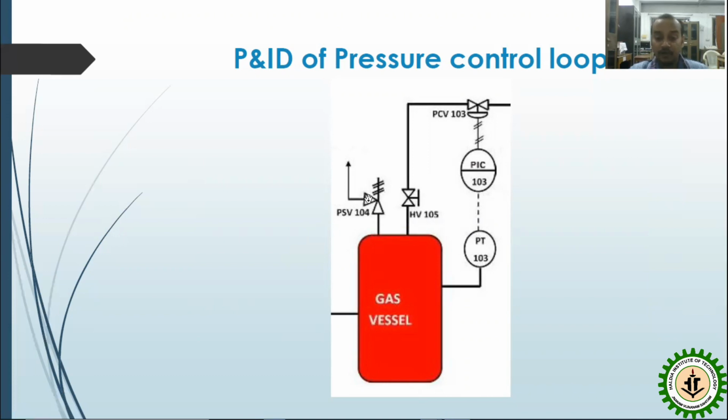Also, another valve will be there which can be the safety valve or the release valve, the pressure switch valve. Already I told you about this PSV in the discussion of the table. So PSV means pressure switch valve. 104 is the loop number of that particular valve. So here not only 103, but 105 and 104 are also associated with this pressure control of the gas vessel.